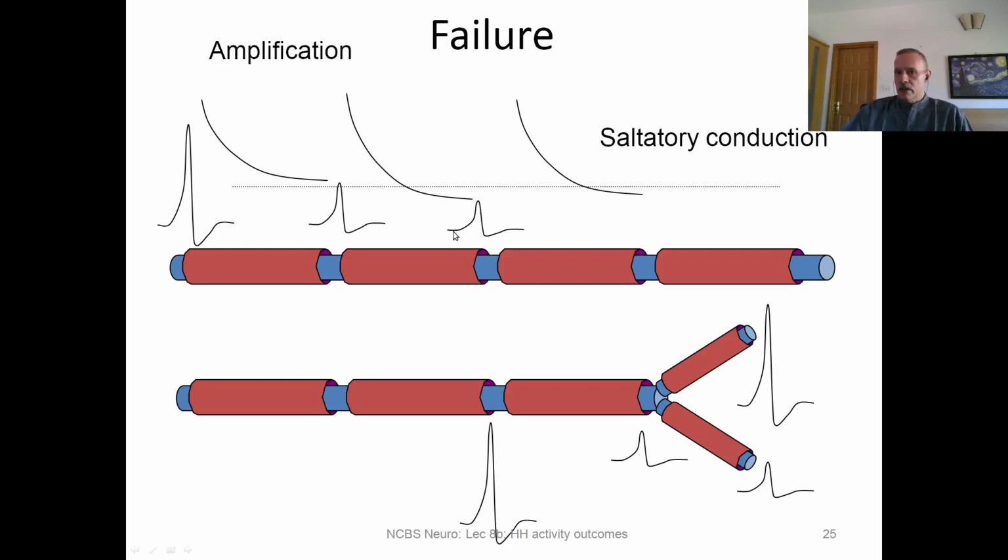Now, you saw an example of failure that was kind of a synthetic case, but there's actually a physiological case which is somewhat more prone to failure, and it is this. If you have an action potential coming along, jumping from one node to the next node to the next node, what happens if it comes to a branching node?